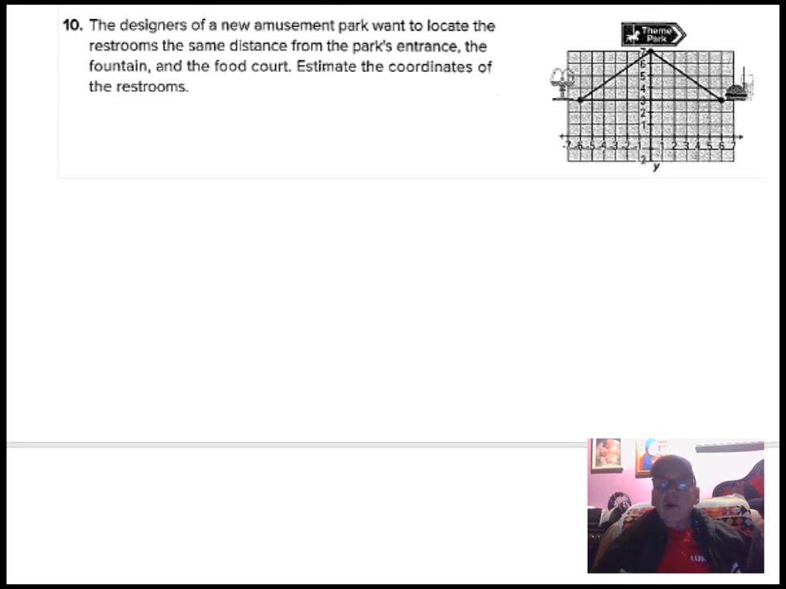Same thing for this amusement park. We need to find the perpendicular bisectors. So if we find the midpoint of this side, I think it's right in there. Try to do a perpendicular. Same thing here. Try to find the midpoint. Do perpendicular down this way. And here, try to find the midpoint. Do perpendicular up and down. It sort of looks like at 0, 2 or 0, 1.